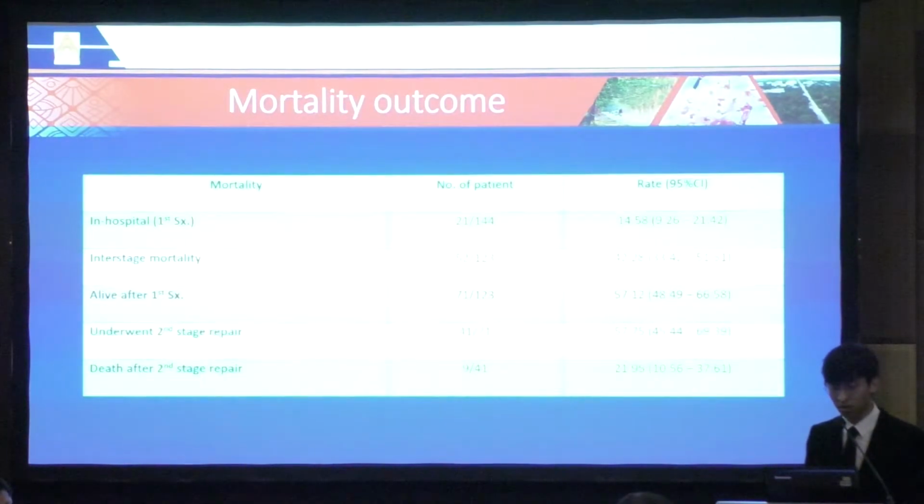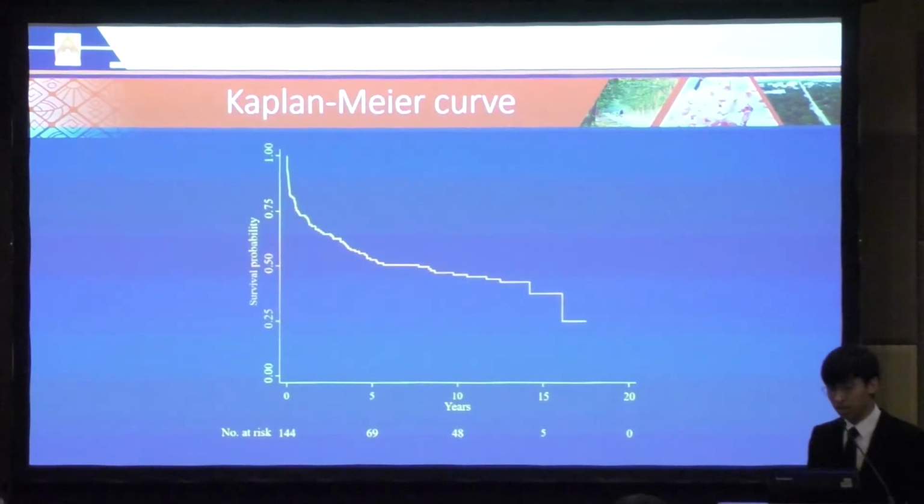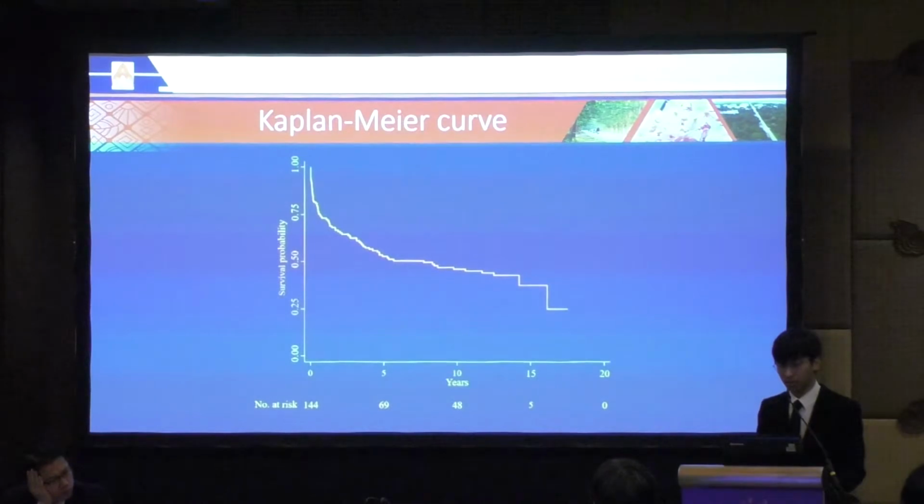For the mortality outcome, in-hospital mortality was about 14%, and 57% of patients underwent secondary repair. For the survival outcome, the median survival time is about 7.7 years, and the 1 year, 3 year, and 5 year survival was 72%, 61%, 52%, and 46%. This is a Kaplan-Meier graph to show the survival outcome.